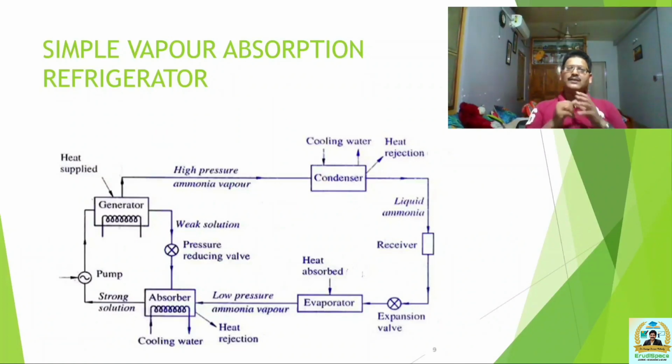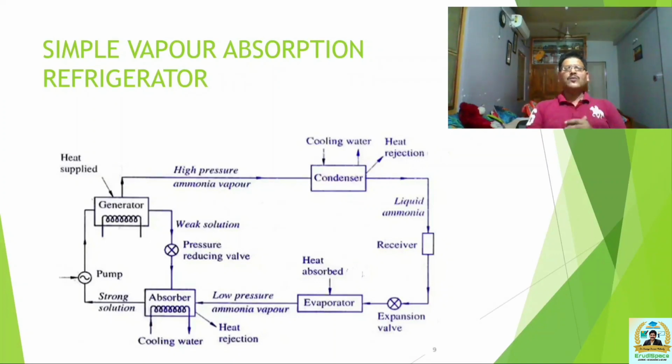In the condenser, it releases heat to the surrounding condensing medium. You can see the cooling water arrangement being provided. Then it gets converted into liquid ammonia. It is stored in the receiver. Then it comes back to the evaporator after passing through the expansion valve or refrigerant control valve.